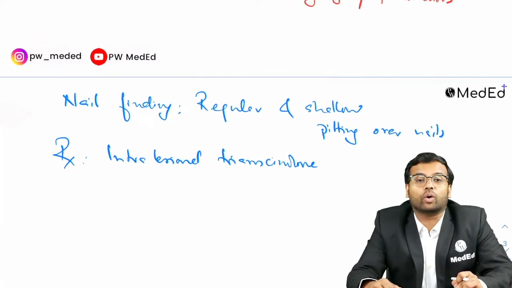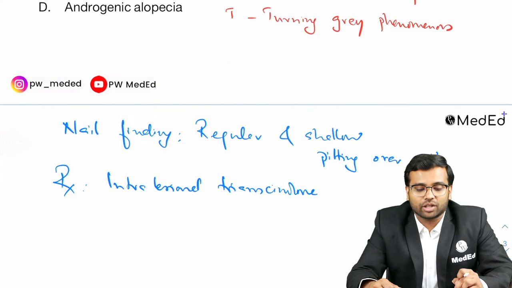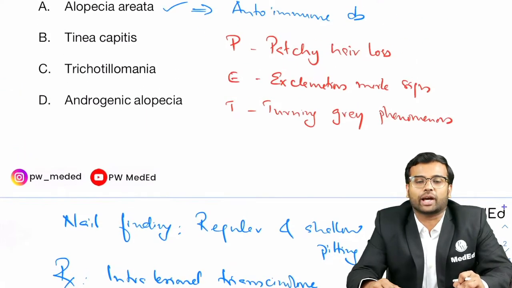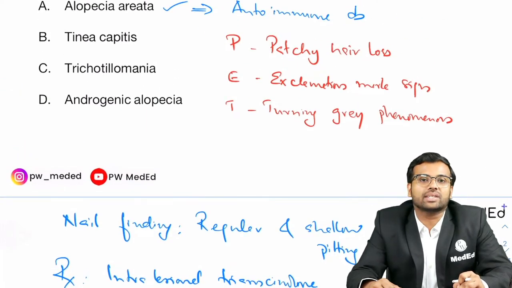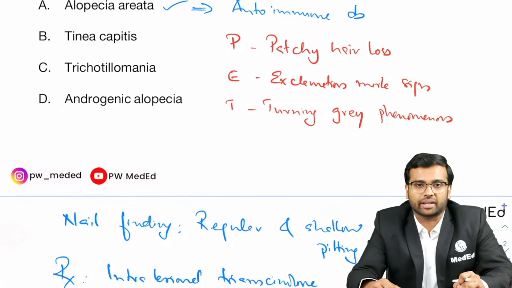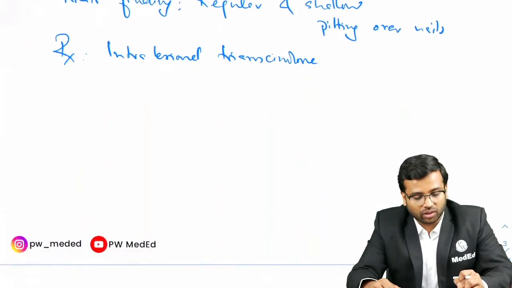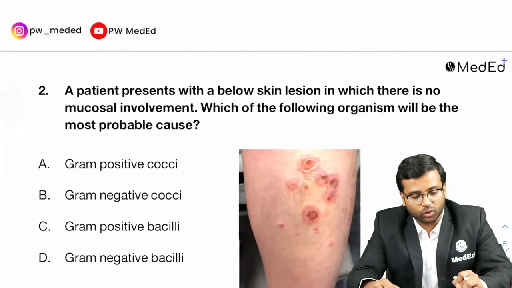So that is all about alopecia areata. In this question, the right answer would be alopecia areata, where you can see an exclamation mark here. I hope that this is all okay for you. Now let me go to the next one.